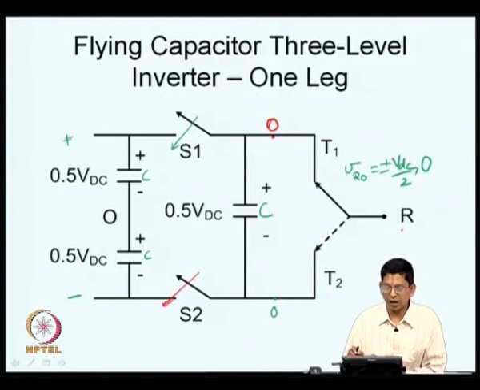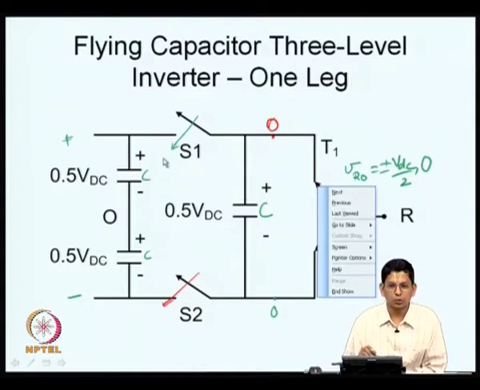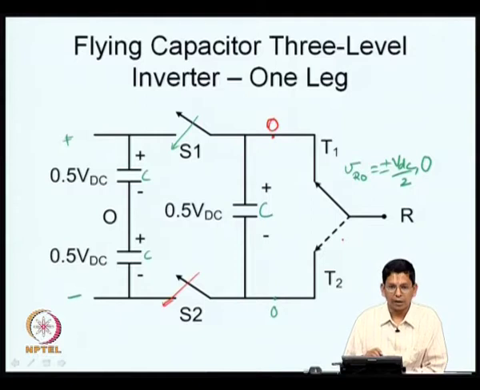Now, let us say R needs to be connected to just the positive bus. All that you need is R has to be connected to the top throw as here, and S1 is closed. If R has to be connected to the bottom throw, then R can be connected to T2 here and S2 can be closed, and that will connect it to the bottom throw.